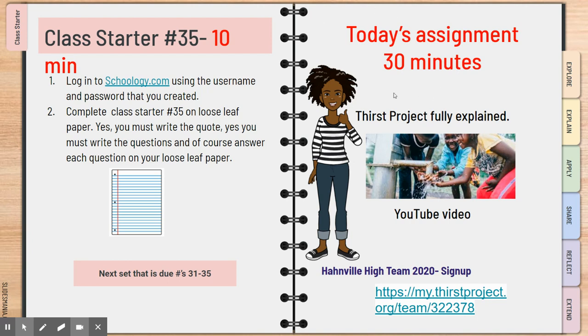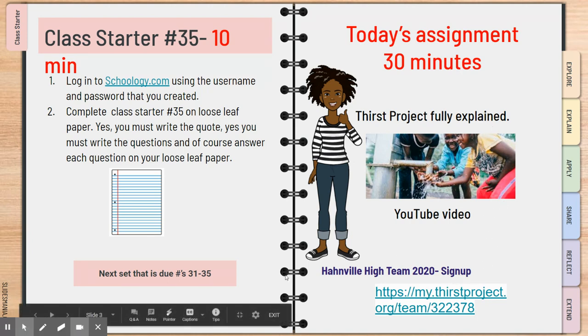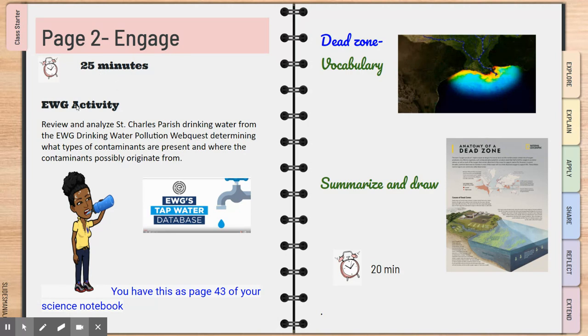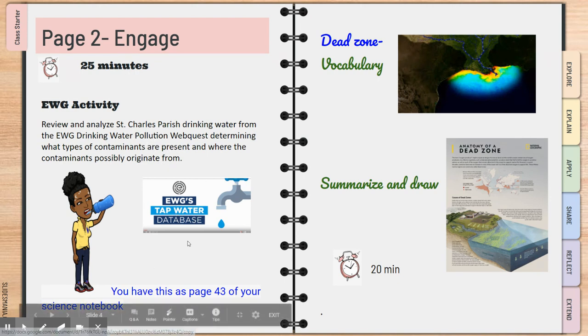So here starts today's assignments. We're going to talk more about the thirst project, go into more detail about it, have another small video for us to watch, and then I'll have you sign up for the thirst project. After we finish watching the video, you'll have about 25 minutes or so to work on this EWG activity that directly aligns with our outcome for today, which is for you to determine contaminants that are present in local water supplies. I did give you a physical copy of this. It is on page 43 of your science notebook.